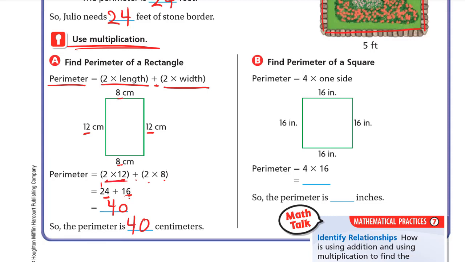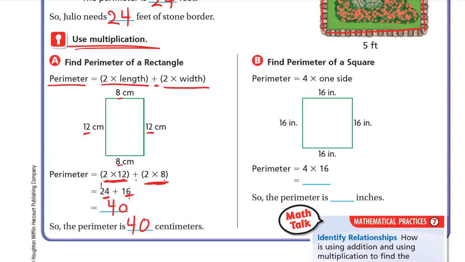So again, the perimeter is 2 times length plus 2 times width. 2 times the length here is 12, plus 2 times width. The width here is 8, so 2 times 8 is 16. So 2 times 12 is 24 plus 2 times 8 is 16. 24 plus 16 is 40.